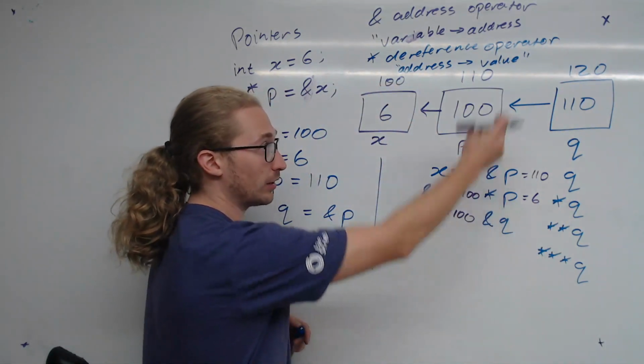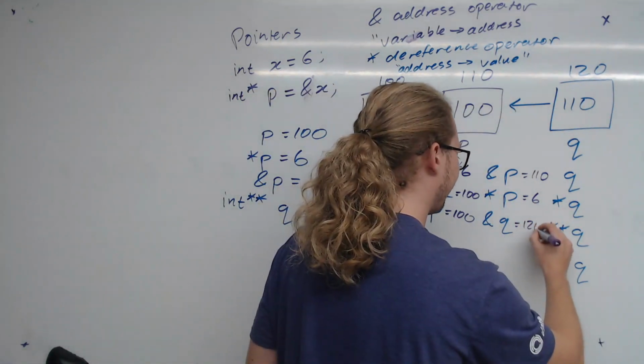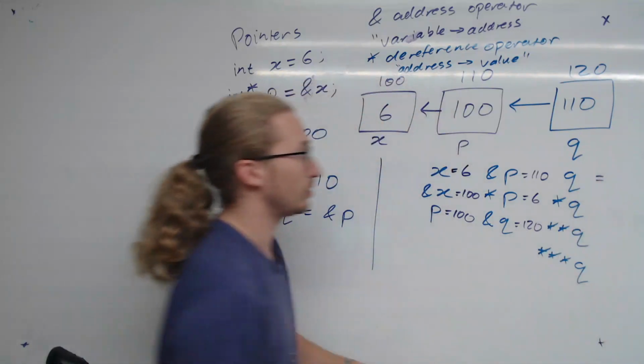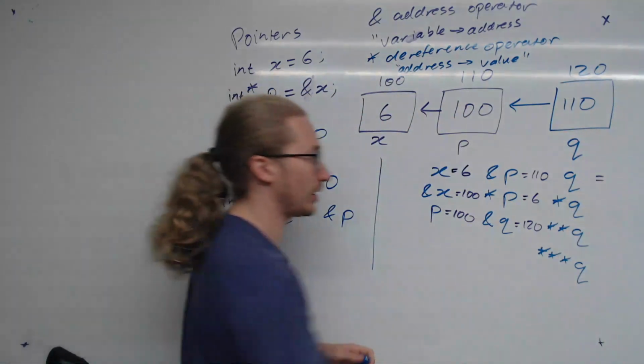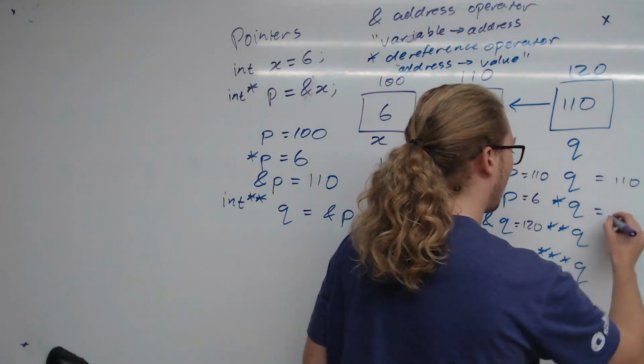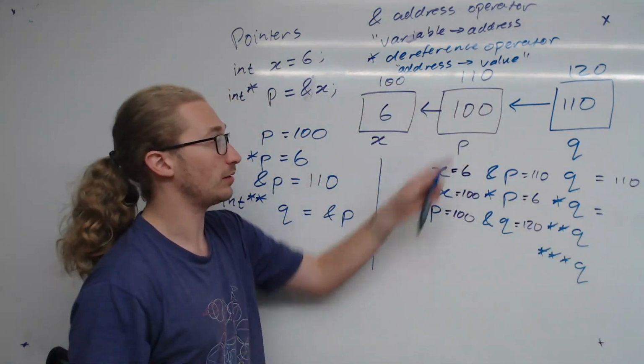Ampersand q is where q lives, 120. q itself is just the value of where p lives, which is 110. Star q is the thing that q points at, which is 100.